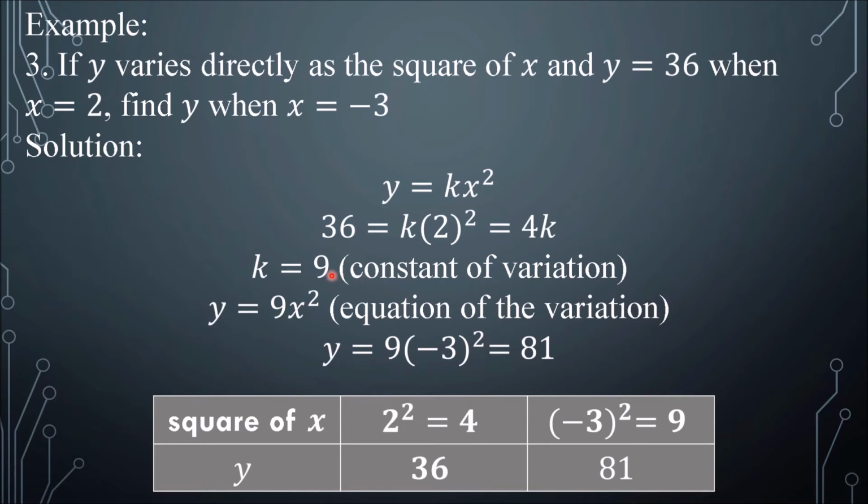Plugging in 9 to k, so you have y is equal to 9x squared. That will be your equation of the variation. Now we will be using that equation to solve the problem.